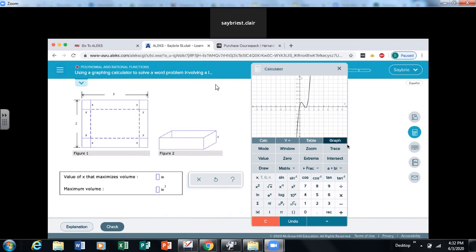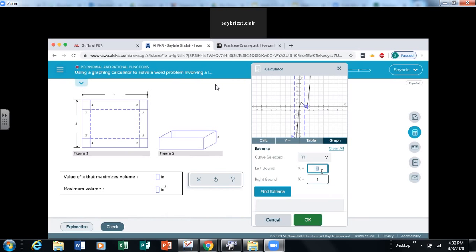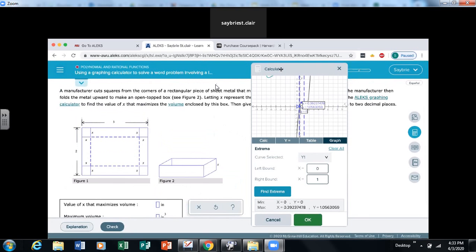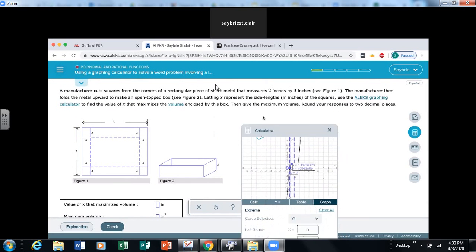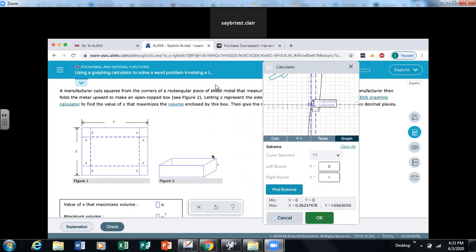Alright, so it looks like between, hit extrema, and you want to go between 0 and 1. So 0 and 1, and hit find extrema. So it looks like, yeah, 0.3, is that rounded? What is it having you round to, do you remember? Alright, so 0.39.